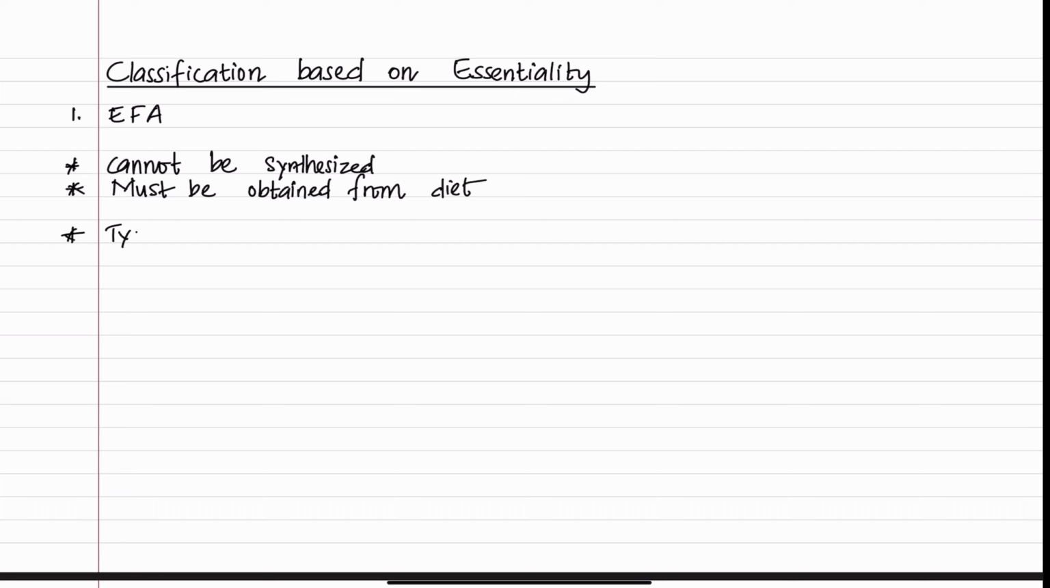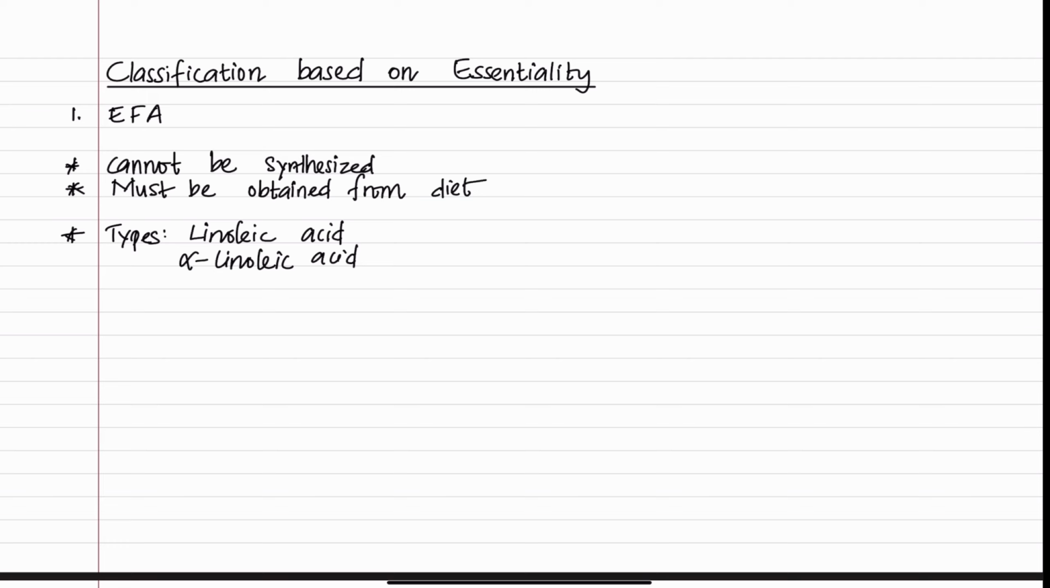Some of the types include linoleic acid, another one is alpha-linoleic acid. There are more examples, I'm just sticking to these two.